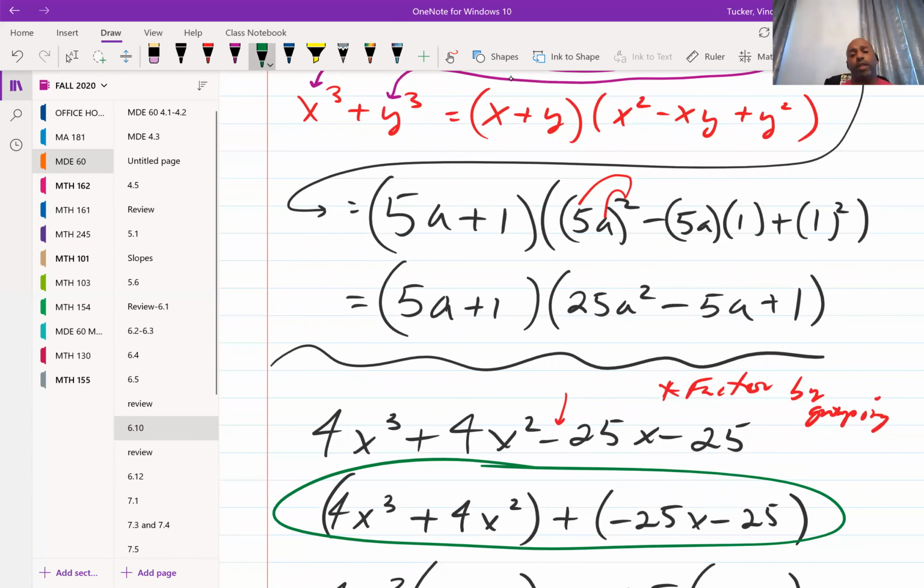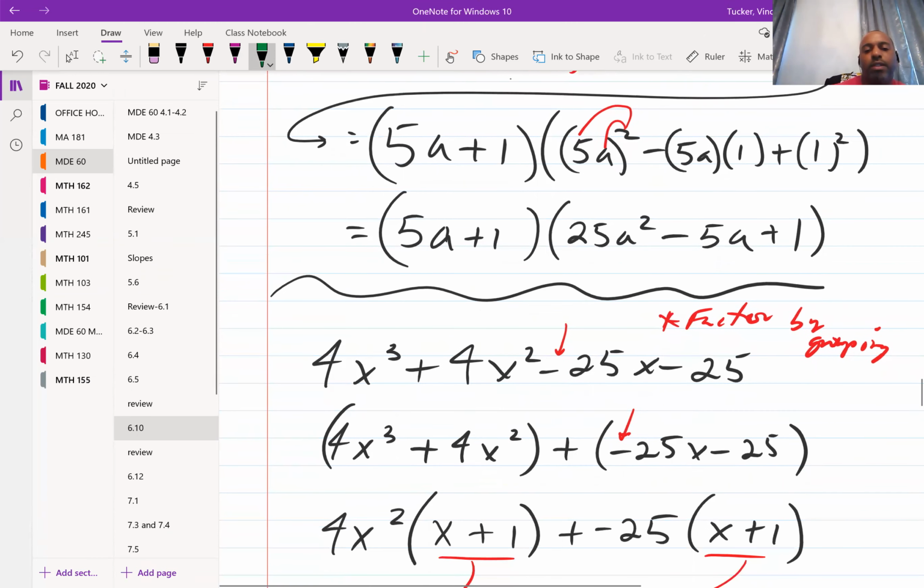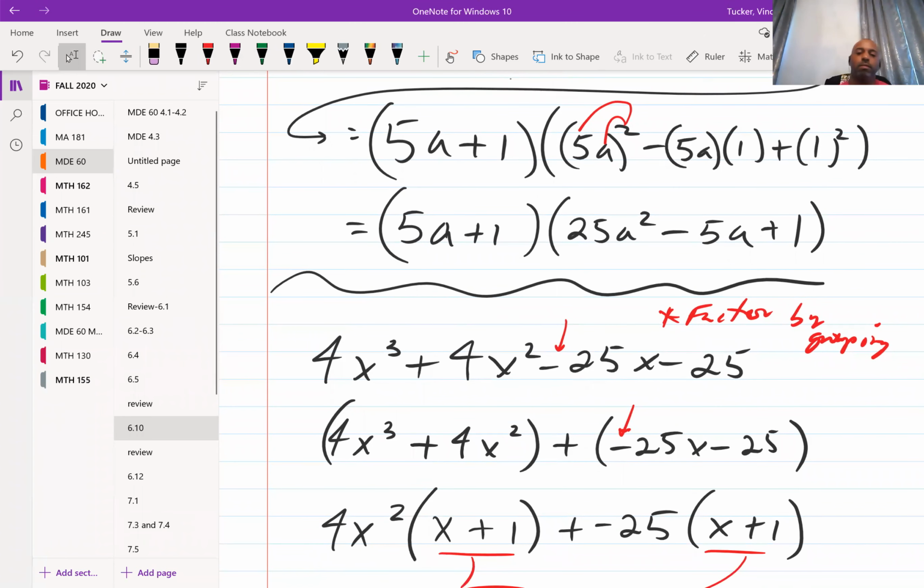Group together the first two, group together the second two. Also emphasizing the idea that since I had this minus sign right here, it needs to stay attached to the 25x. And so that's why it's in the parentheses. All right. So whenever factoring by grouping, you want to factor out your GCF of each parentheses. So I was able to pull 4x squared out of this one, and that left me with x plus 1. I was able to pull out negative 25 from this one. That leaves me also with x plus 1.